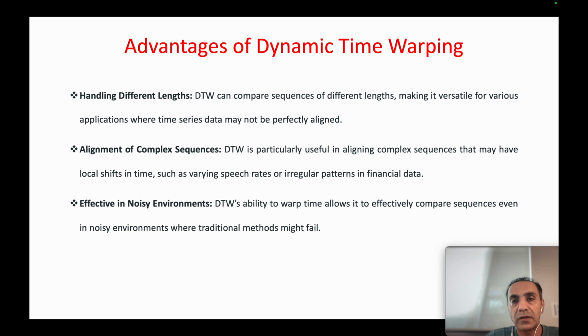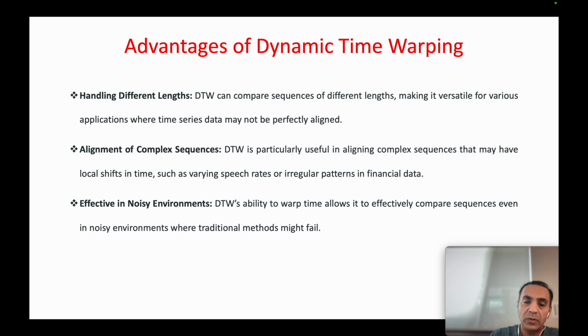What are the advantages of dynamic time warping? It allows handling of different lengths of time series data. Because dynamic time warping can compare sequences of different length, it is versatile for various applications where time series data may not be perfectly aligned. It provides alignment of complex sequences because it is particularly useful in aligning complex sequences that may have local shifts in time, such as varying speech rates or irregular patterns in financial data.